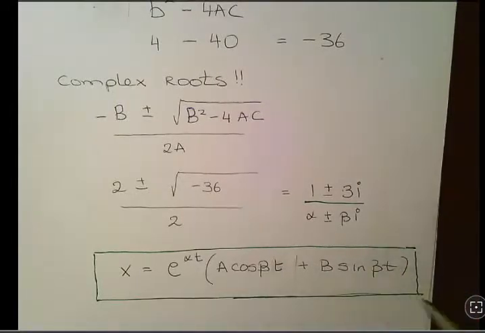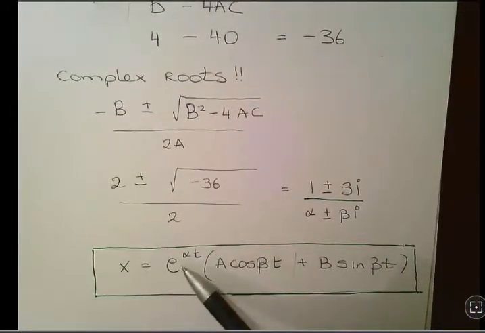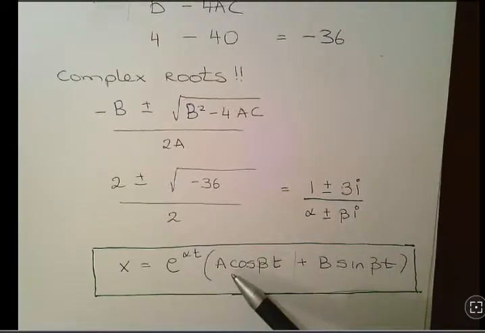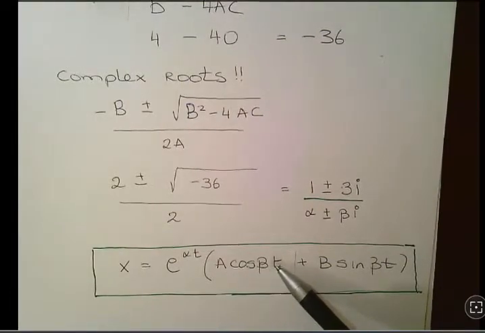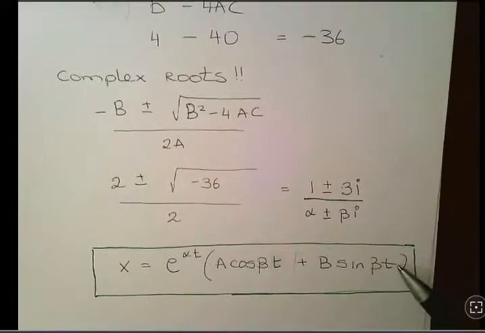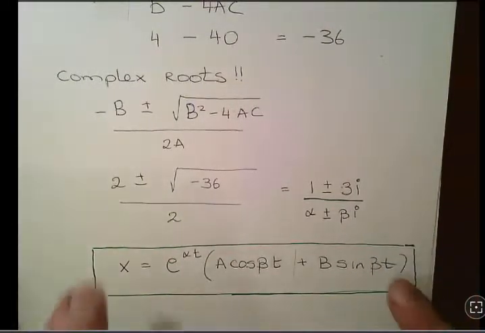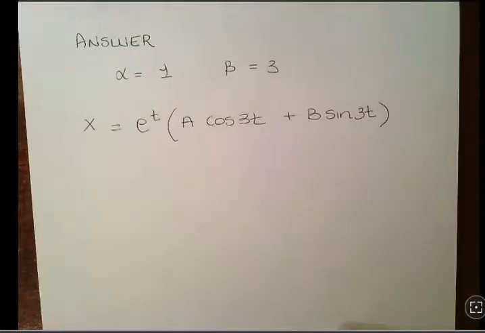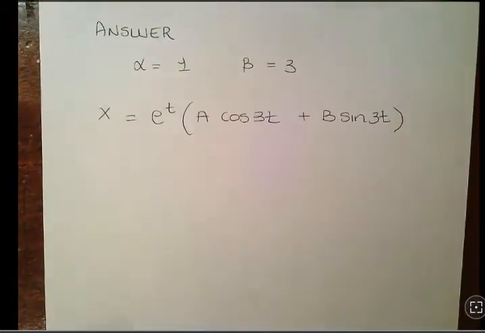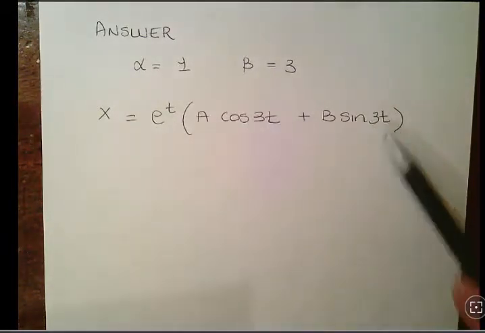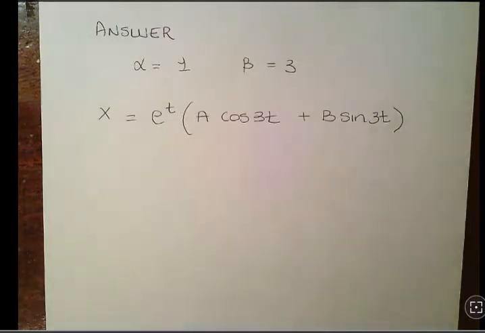This is the last of the three. So we have x equals e to the alpha t. Alpha equals 1, so this is going to be e to the t, times A cos beta t plus B sine beta t. We're just going to substitute in beta equals 3. So you can see that properly, there is the answer written down. Letting alpha equal 1 and beta equal 3, the answer we get is e to the t times A cos 3t plus B sine 3t. And that is the third, the complex roots example.